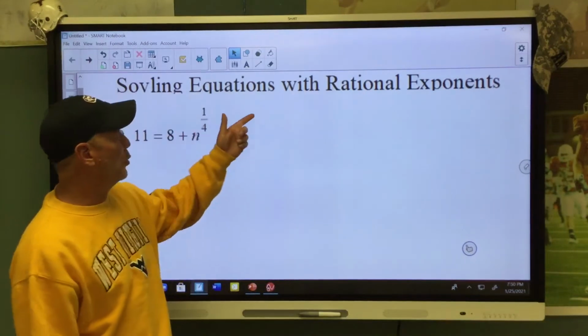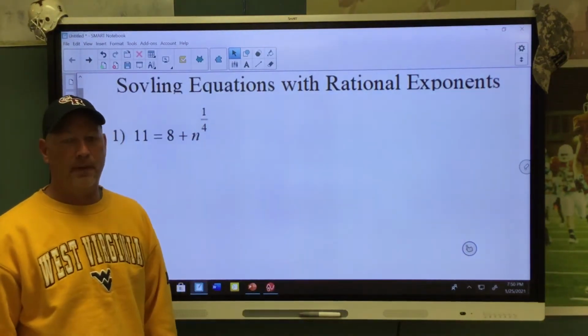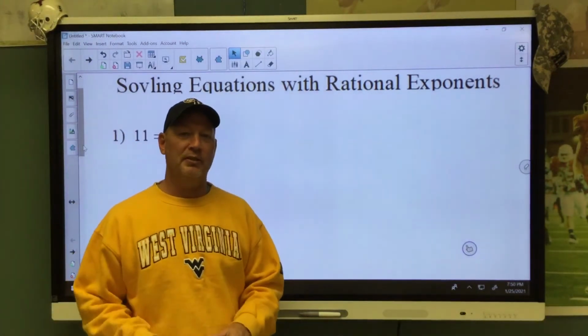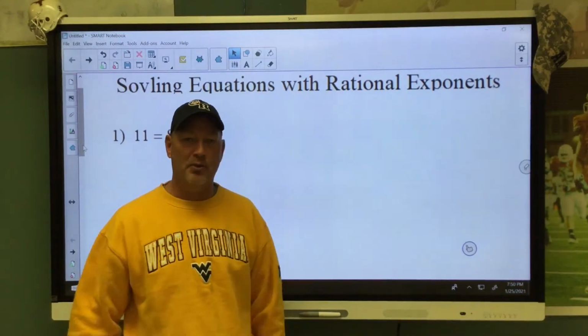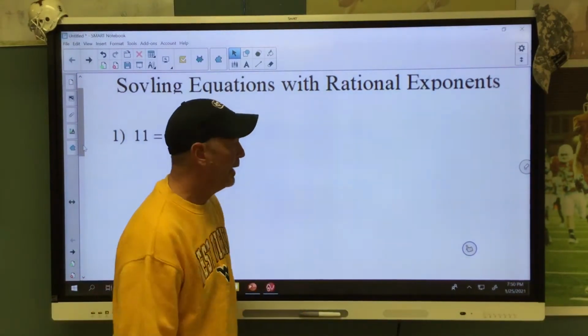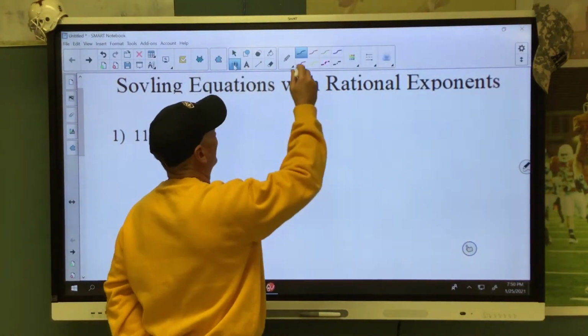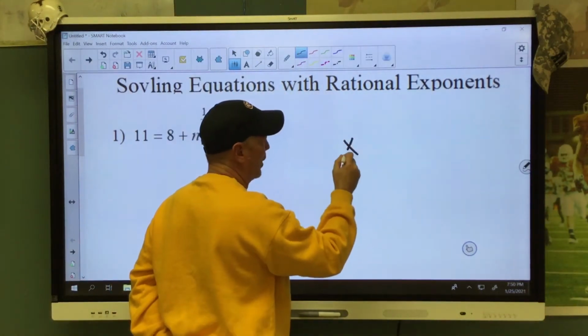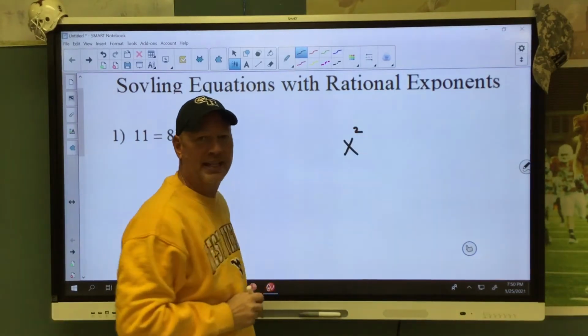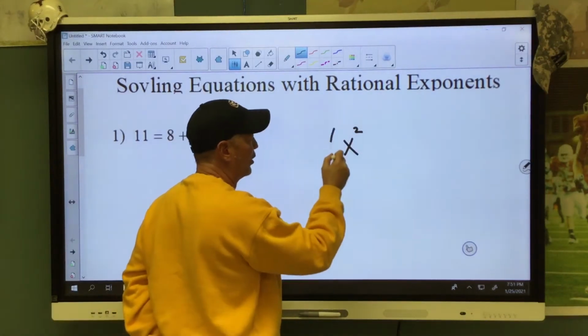Today, we're going to solve equations with rational exponents, okay? But before we get into this, I'm going to ask you if you remember a concept that you were taught a while back. If I ask you to take x squared, and we're going to raise that to the third power.